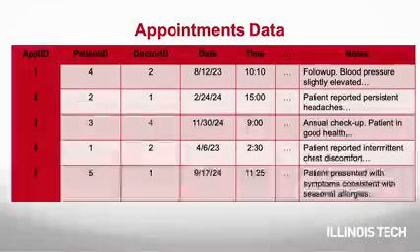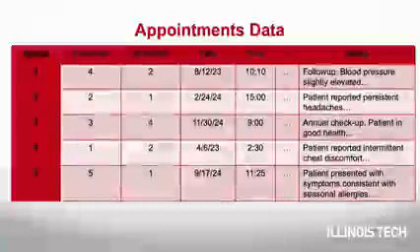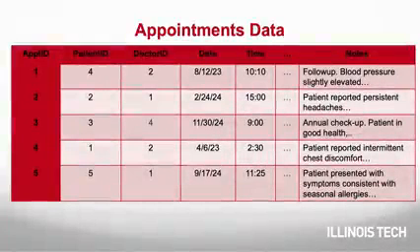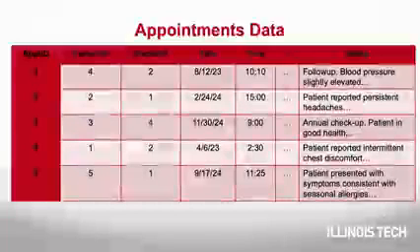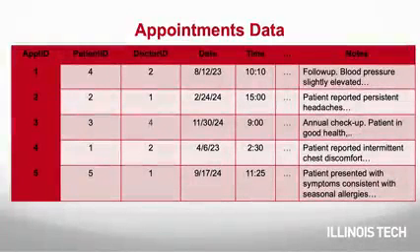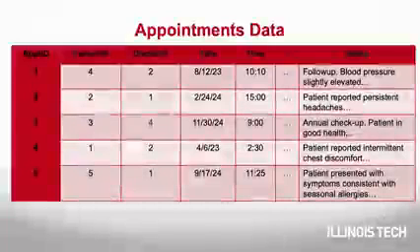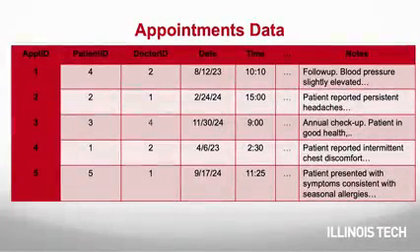So a patient will have an appointment with a particular doctor. So patient number 4 has an appointment with doctor number 2 on the 12th of August of this year at 10:10 a.m. And there may be notes by the doctor that are filled out and entered into this table after the appointment that are stored for future appointments of the same patient with the same doctor or perhaps a different doctor.